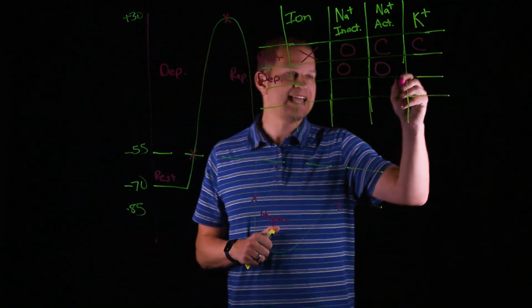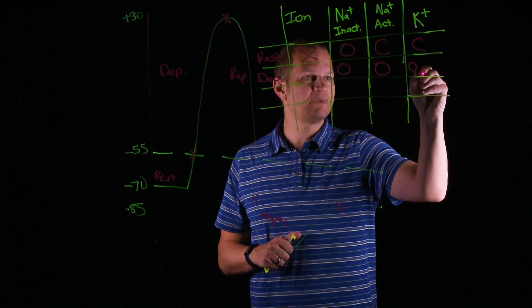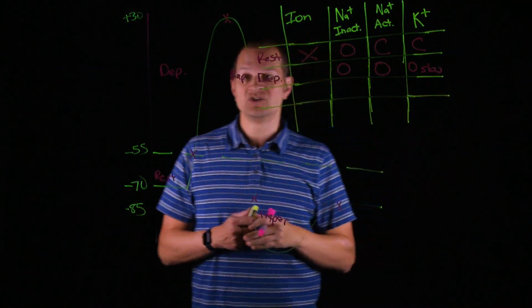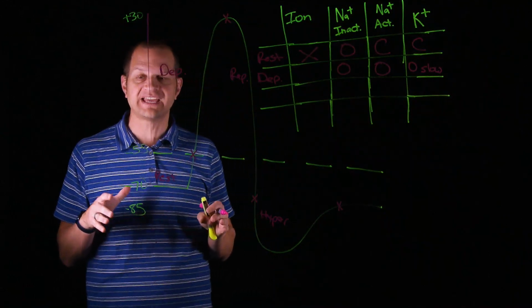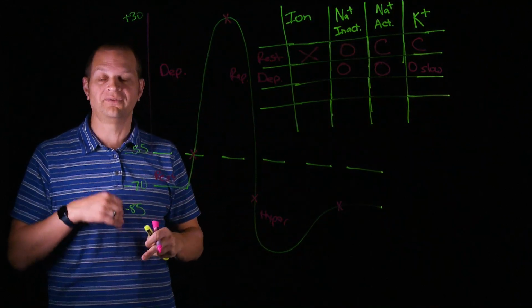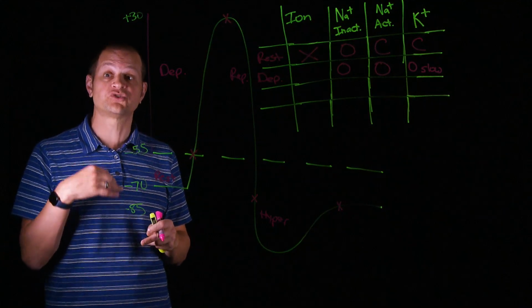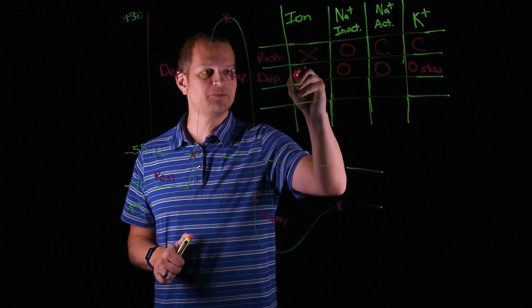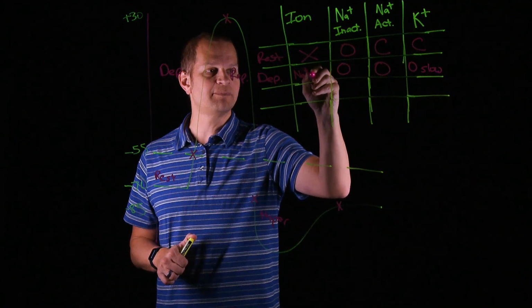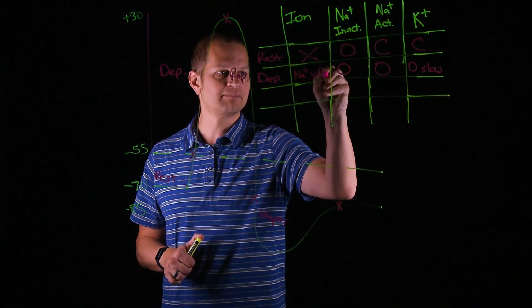All right. Now the potassium gate opens, but it opens slowly. So there is some potassium that's leaking out of the cell through this voltage gated channel, but it's a very small amount. There is much more sodium going in. And so as a result, the ion that's responsible for depolarization is sodium, and it's sodium influx.